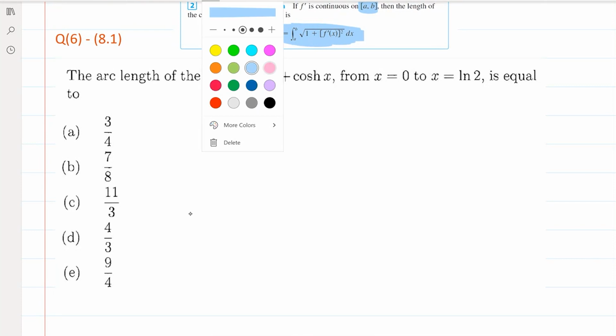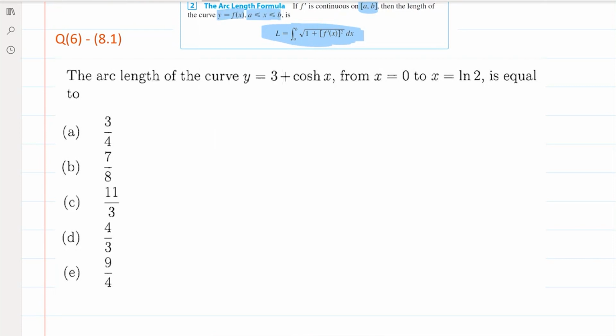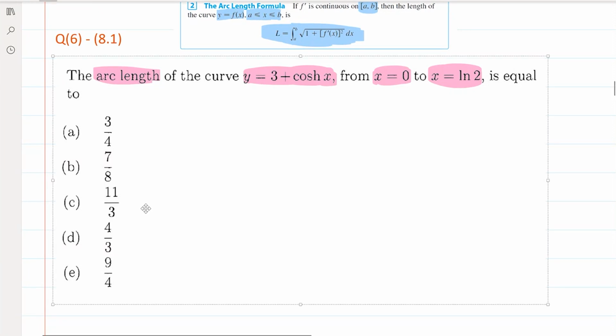Let me give you time to solve this question. I need you to find the arc length of this curve y in terms of x, 3 plus cosine hyperbolic of x, if the interval is from x equals 0 to x equal 2. Does it equal a, b, c, d, or e? Take 2 or 3 minutes to solve it.